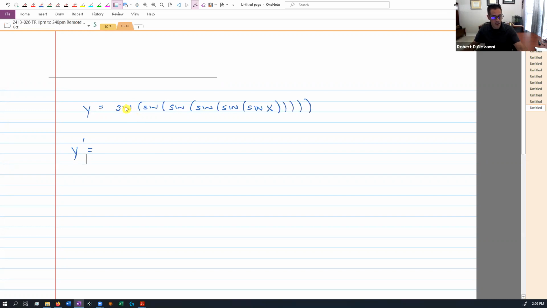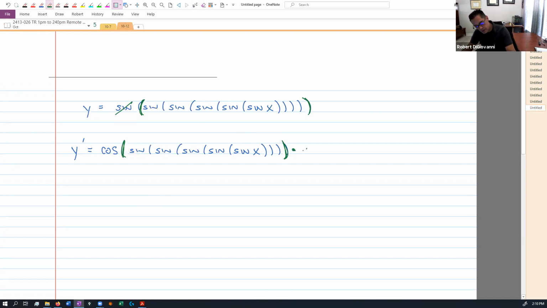The outer layer is sine. I know that the derivative of sine is cosine. Cosine of what though? Well, it's cosine of everything that was in here. So everything in here goes here. That means I took everything that was inside that sine, and that's what you see here. It's sitting inside of this cosine. So I've done this. Now I move times, and now I go to the next layer, which is another sine.